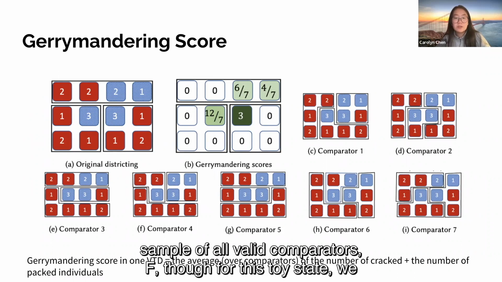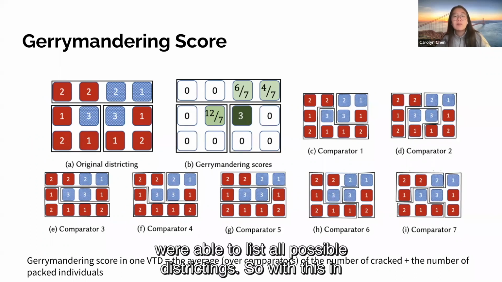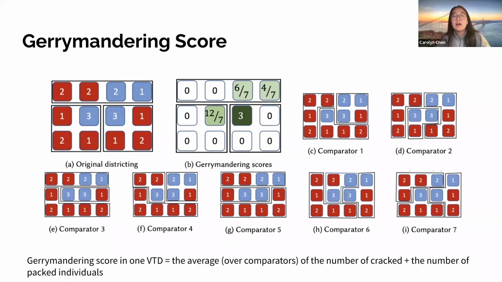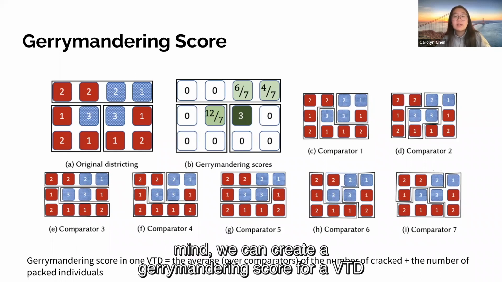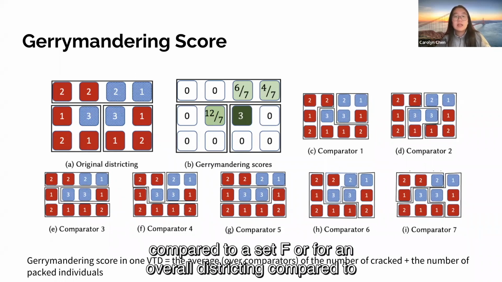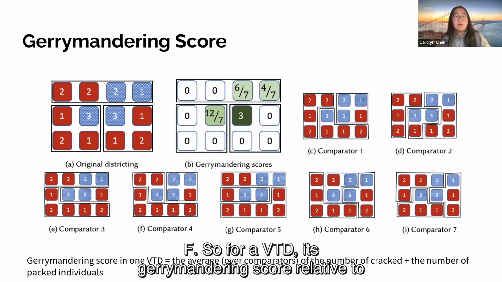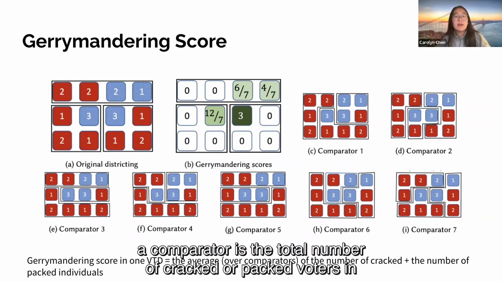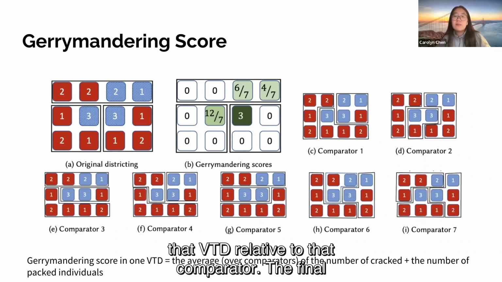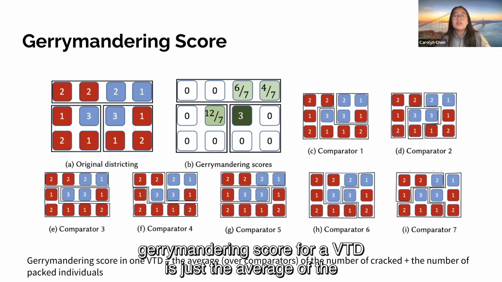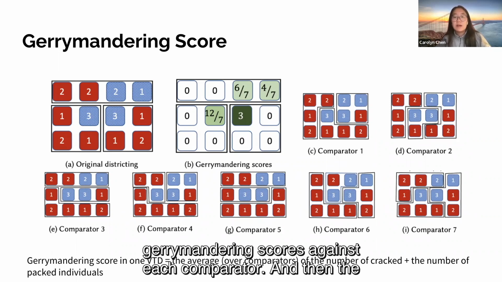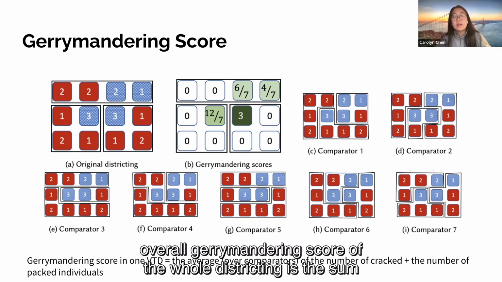list all possible districtings. So with this in mind, we can create a gerrymandering score for a VTD compared to a set F, or for an overall districting compared to F. For a VTD, its gerrymandering score relative to a comparator is the total number of cracked or packed voters in that VTD relative to that comparator. The final gerrymandering score for a VTD is just the average of the gerrymandering score against each comparator, and then the overall gerrymandering score of a whole districting is the sum of the gerrymandering scores for each VTD.